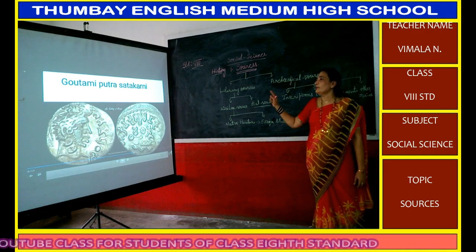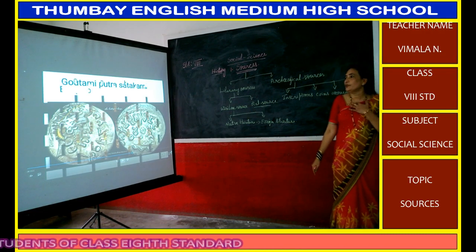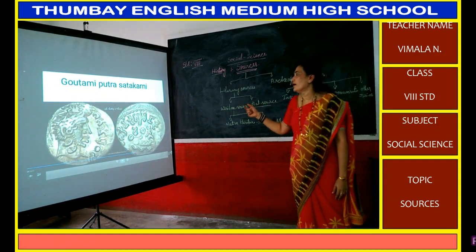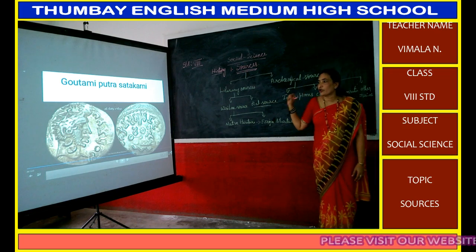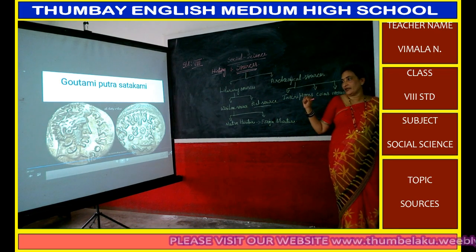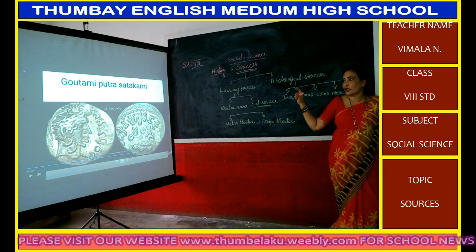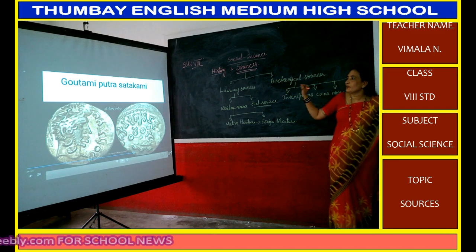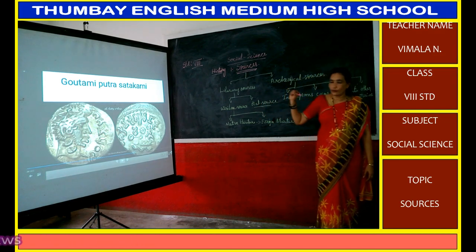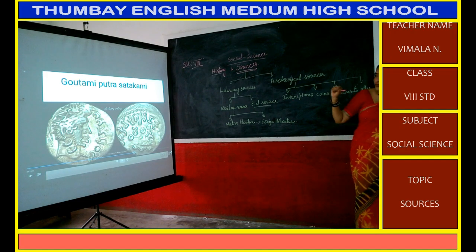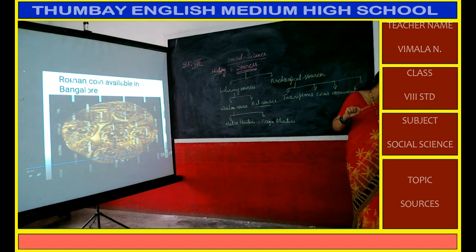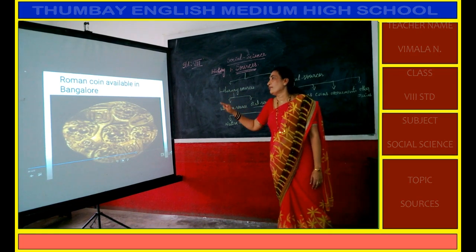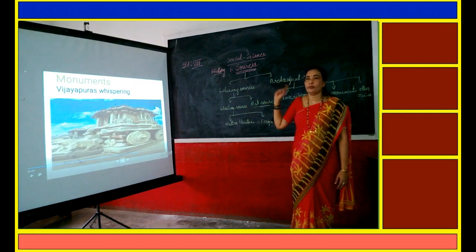Next, Gautamiputra Shatakarni's coins. Gautamiputra Shatakarni also minted many coins, and he defeated the king Nahapana. On Nahapana's coins, he erased Nahapana's name and wrote Gautamiputra Shatakarni's name. That is also found in the available coins of Gautamiputra Shatakarni. Next one, the Roman coin available in Bangalore. This shows that even Bangalore had trading contact with the Romans.